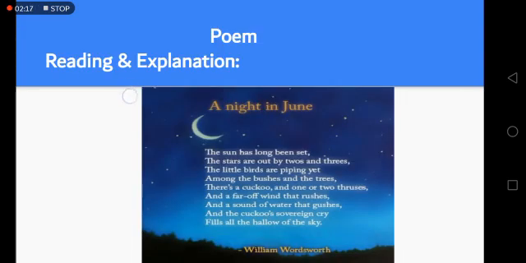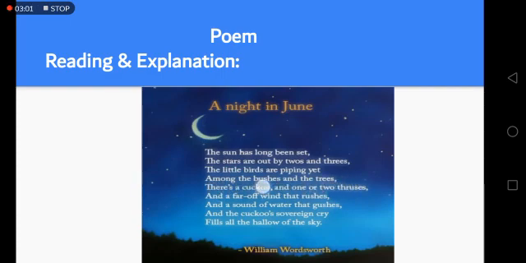Poem reading and explanation. Okay, I will read this poem for you, and side by side I will explain this poem. The title of the poem is A Night in June. The sun has long been set, means in summer the sun takes a long time to set. The stars are out by twos and threes, means 2 or 3 stars are coming out.